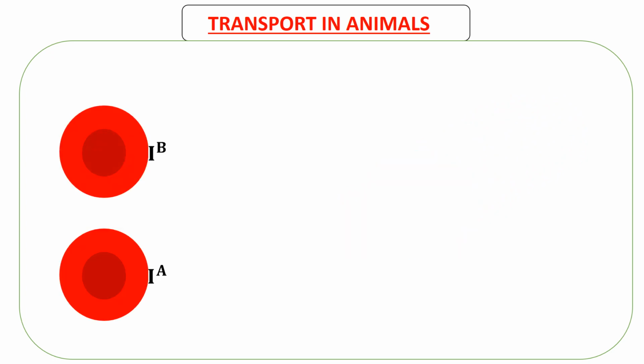What about a person with both antigens? What should be the antibodies? If we have antibody A, then it's going to destroy antigen A. If we have antibody B, then it's going to destroy antigen B. So for such an individual, we don't have antibodies.